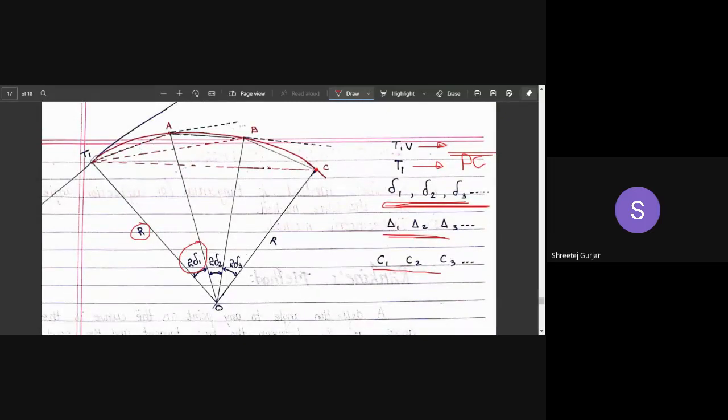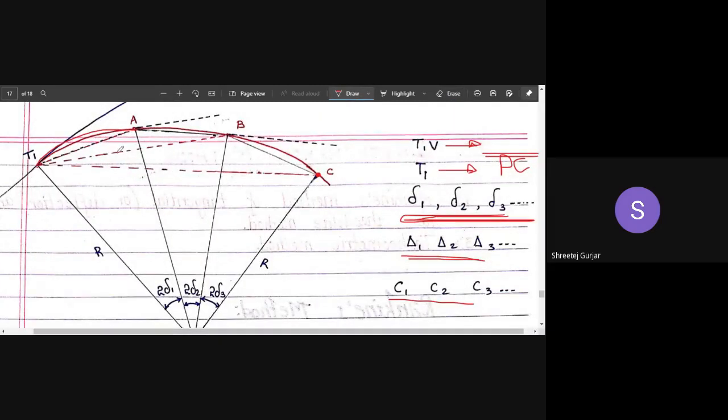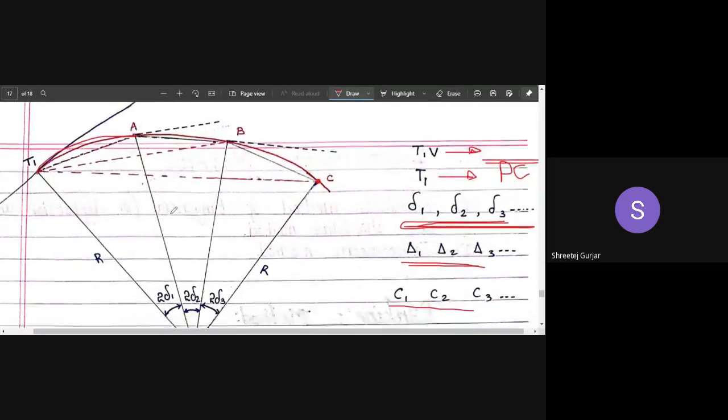Your arc T1 to A, the angle subtended is 2 delta 1. From your point A to point B, this is the arc, right? You can see it in red. The angle subtended by that arc is 2 delta 2. Similarly, it will be 2 delta 3 and so on. So these are the various elements which are required for us to understand this Rankine's method. I hope it is clear.